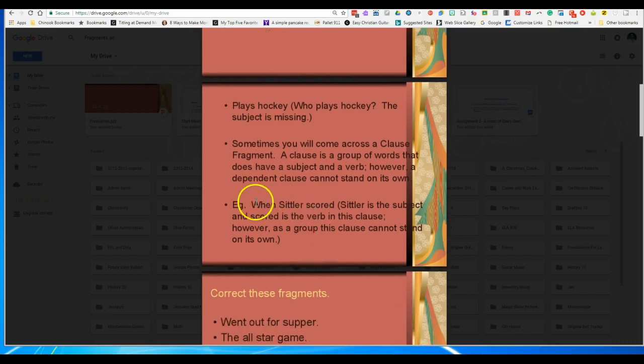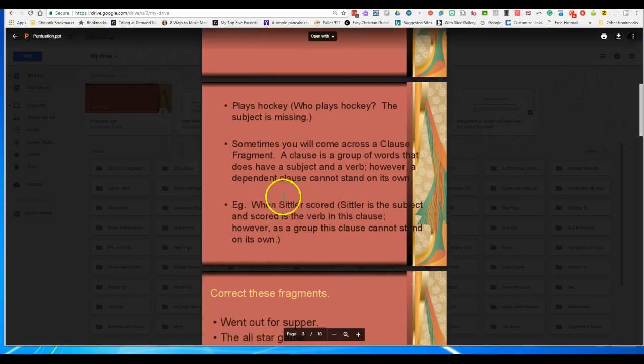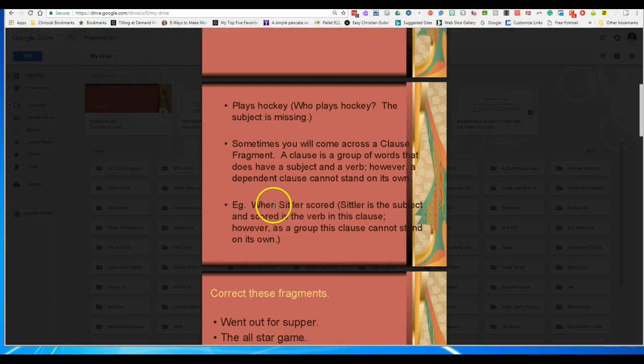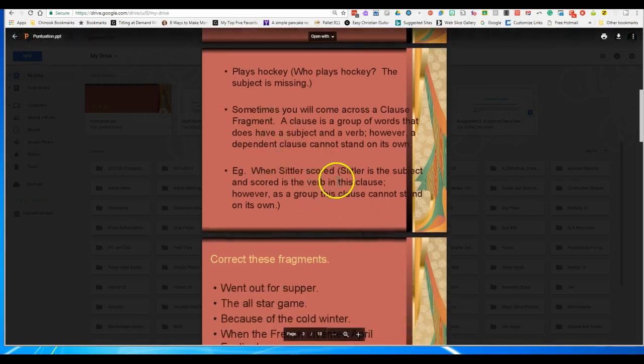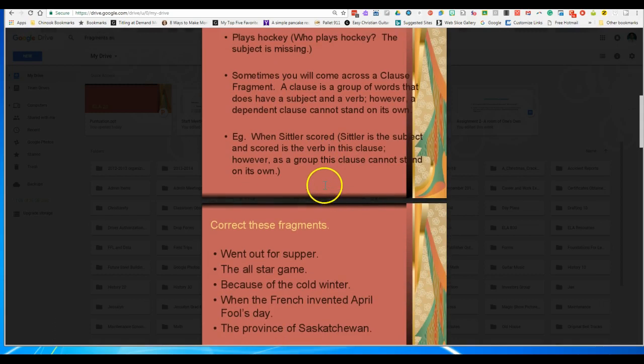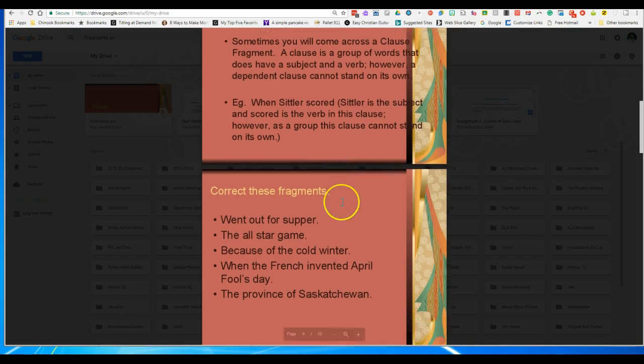So look at this example: When Sittler scored. You actually have subject-verb structure. You have Sittler scored. Sounds good, right? But because of the way it's written, with this "when Sittler scored," it's written as a dependent clause, meaning it depends on something else around it in order to function. So in this case, we have to correct it somehow. When Sittler scored, the Gardens went wild, or when Sittler scored, the Leafs won the game.